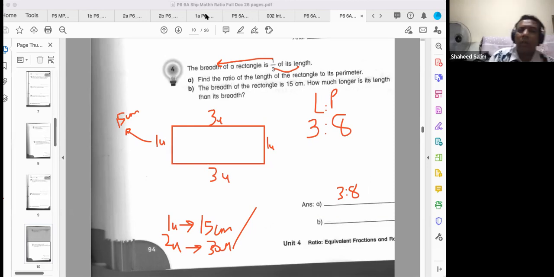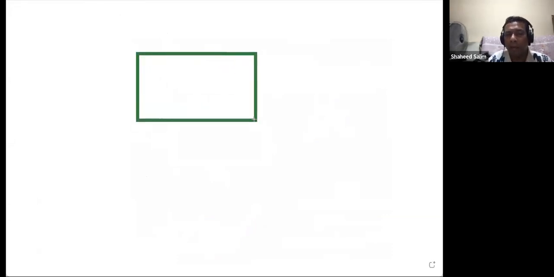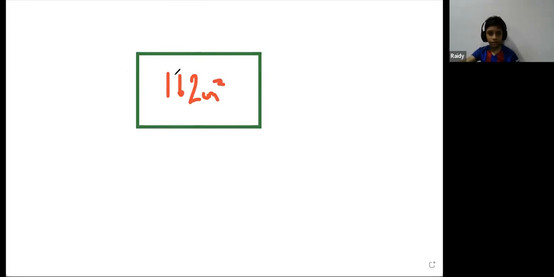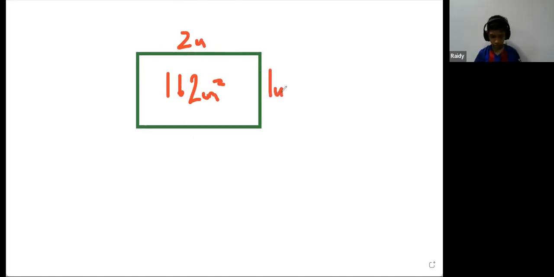Okay, so I'm going to show the Riaz question. Let's see whether anyone can get it correct. This type of question can come out. The length of a rectangle is 2 times the breadth. So this is 2 units. This one is 1 unit. Now the area is 162 square cm. Now, can you find the length and breadth? We want a perimeter. Yeah, this one is 2 units, this one is 1 unit.